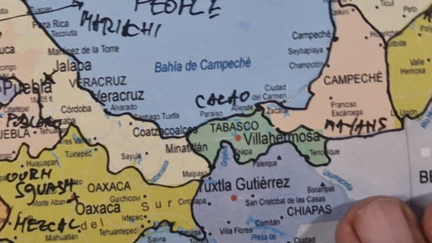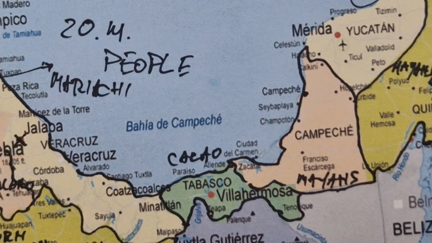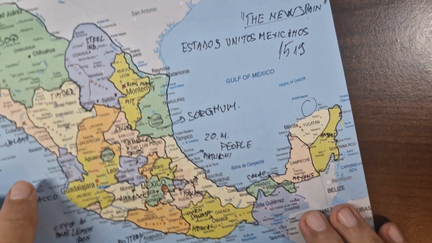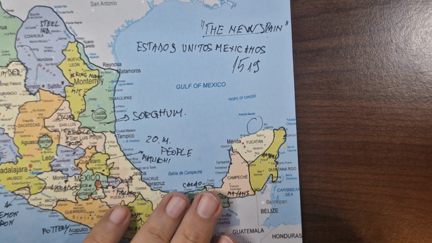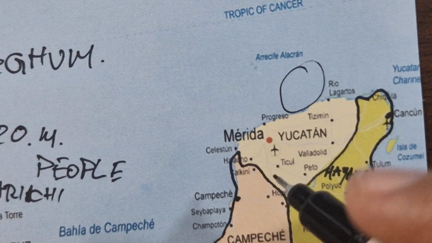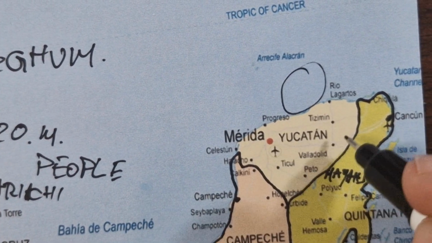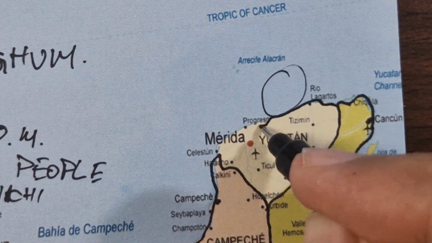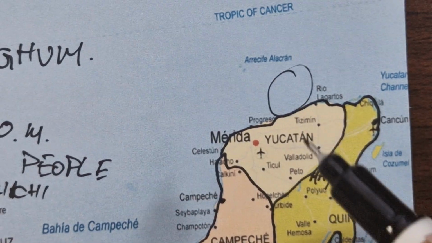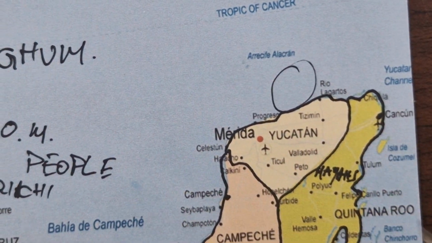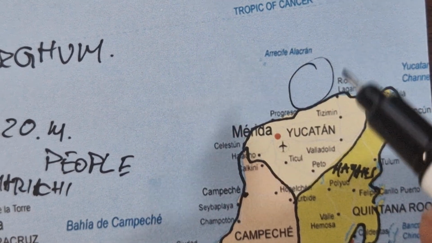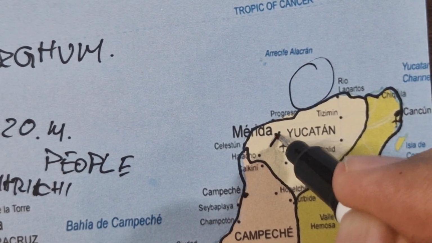Okay, we're going to move here. Next, let's talk about Yucatan, the state of Yucatan. The capital is Mérida.